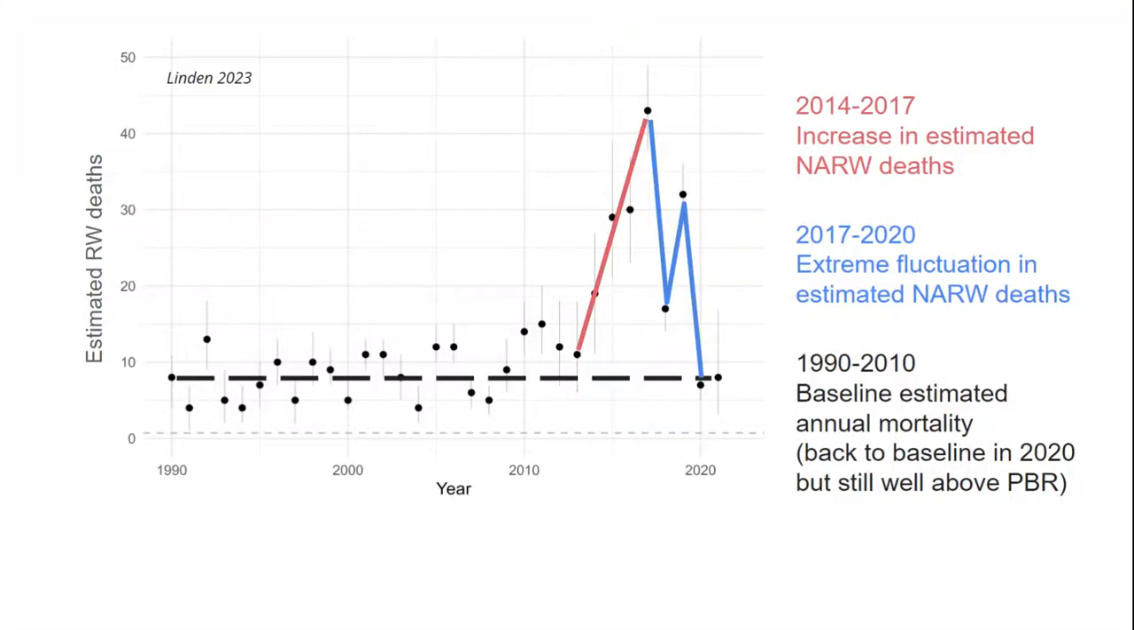There are 4 features of this mortality model's results that we want to highlight. The red line shows a dramatic increase in right whale deaths from 2014 to 2017. The blue line highlights extreme fluctuation in right whale deaths from 2017 to 2020. The heavy dashed line is for reference to show a baseline level of mortality from 1990 to 2010, and that has continued the last few years of the time series. And lastly, the small dashed line in gray near the very bottom of the graph is the current PBR, which is an estimate of the level of mortality the population can sustain and still grow.